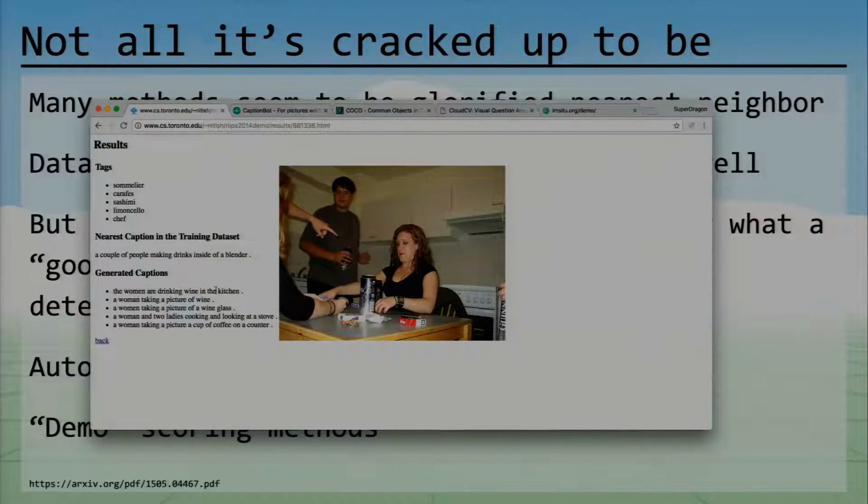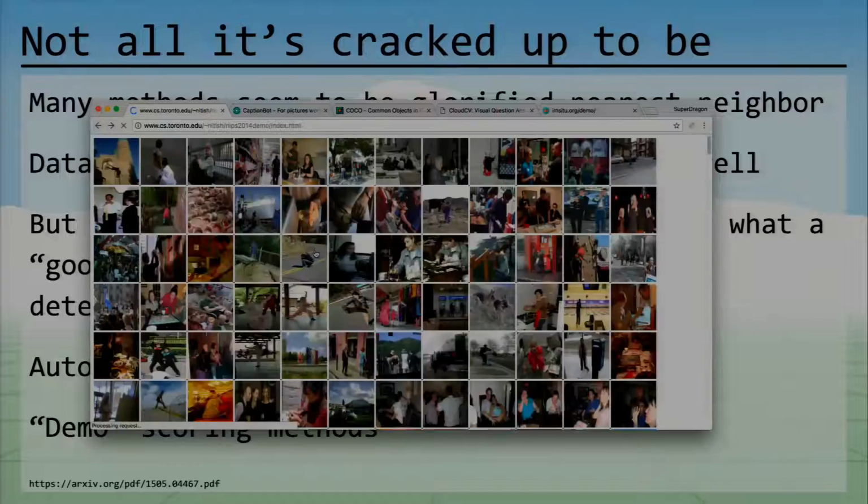The women are drinking wine in the kitchen. A woman is taking a picture of wine. A woman taking a picture of a wine glass. You can see that a lot of these captions start to be very similar. Clearly there's some image in the training set where there was a woman taking a picture of a wine glass. That's definitely not what's happening in this image.